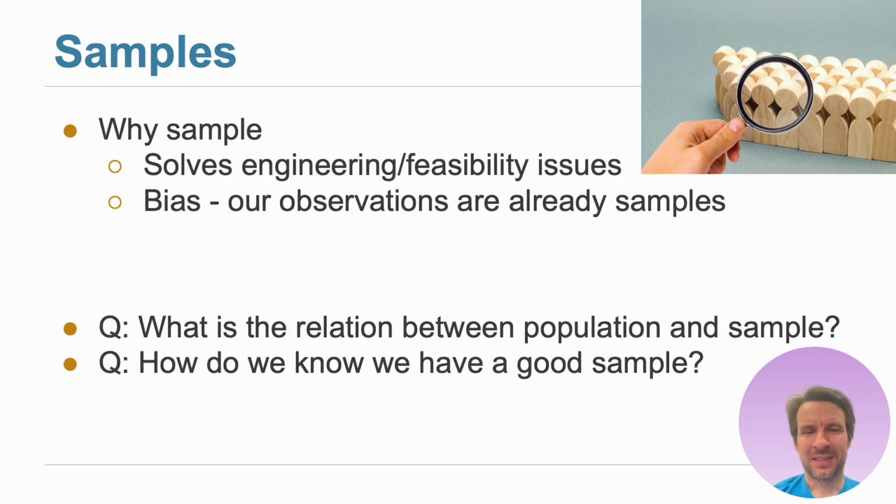Okay, so why do we sample? We sample because we cannot ask everyone in the population, but sometimes sampling comes with biases. So what one needs to ask is, if you have a sample, what's the relation between the sample and the whole population? And how do you know that you have a good sample? You want to somehow uniformly, somehow nicely sample the population.